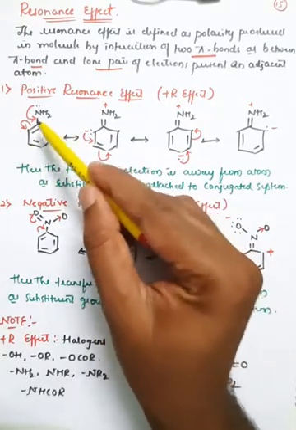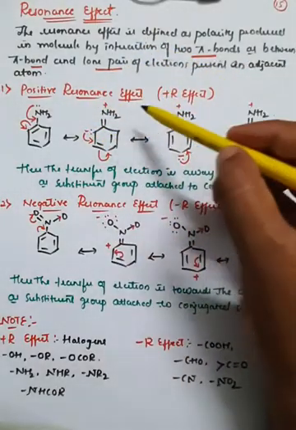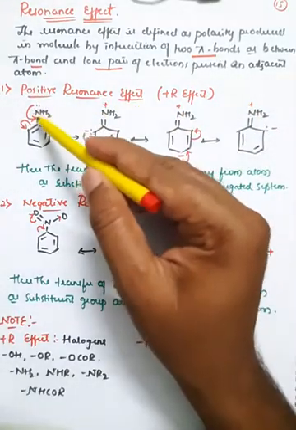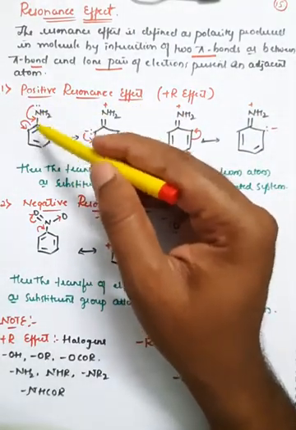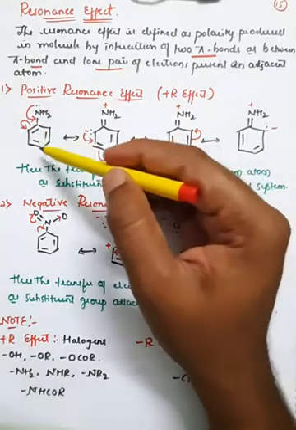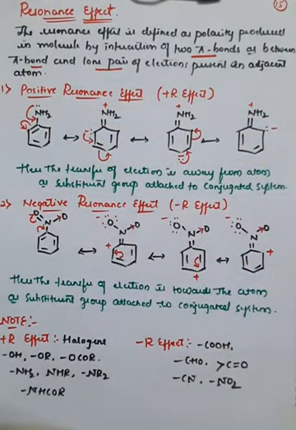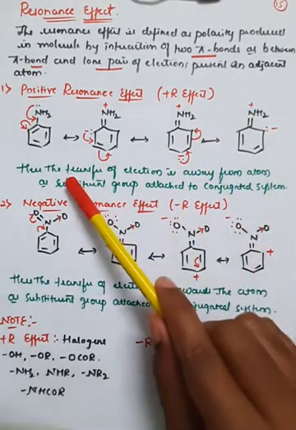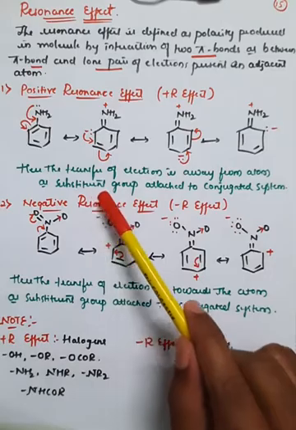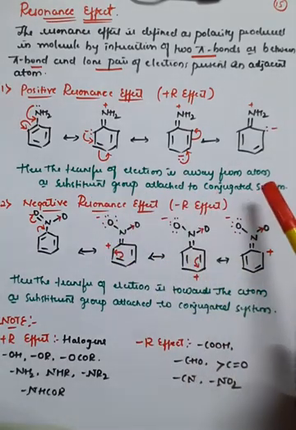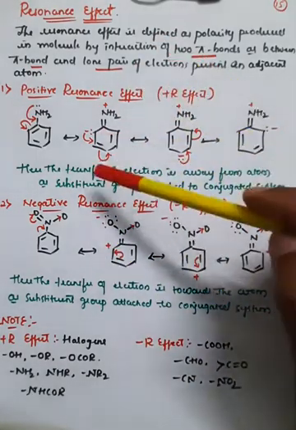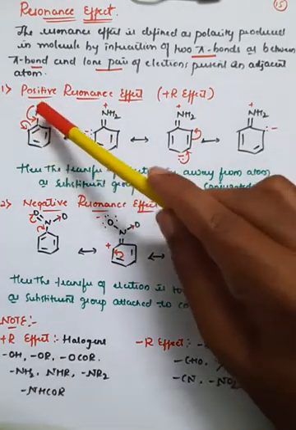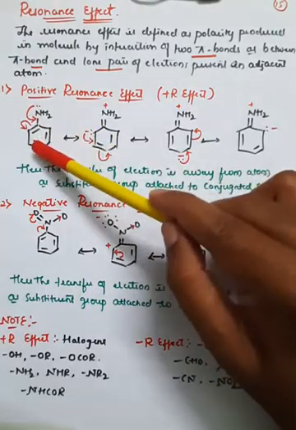So the effect caused by the movement or transfer of electrons from the substituent towards the benzene ring is called a positive resonance effect, or plus R effect. Hence here the transfer of electrons is away from the substituent group attached to the conjugated system. The same thing I have explained: the movement of electrons is from whatever substituent is directly bonded with the benzene ring, from that group towards the benzene ring.